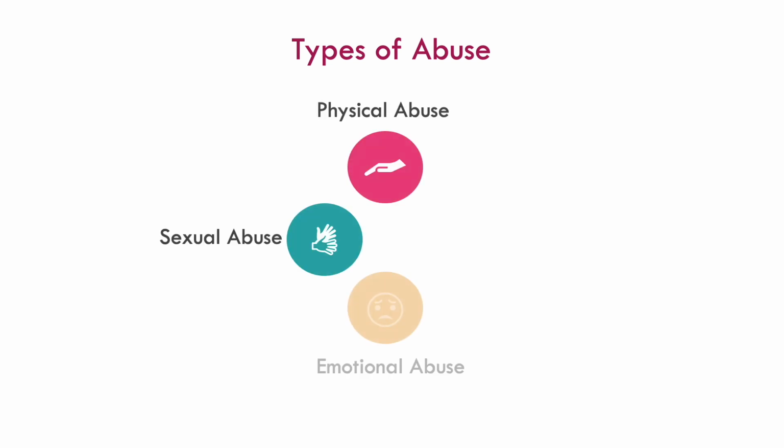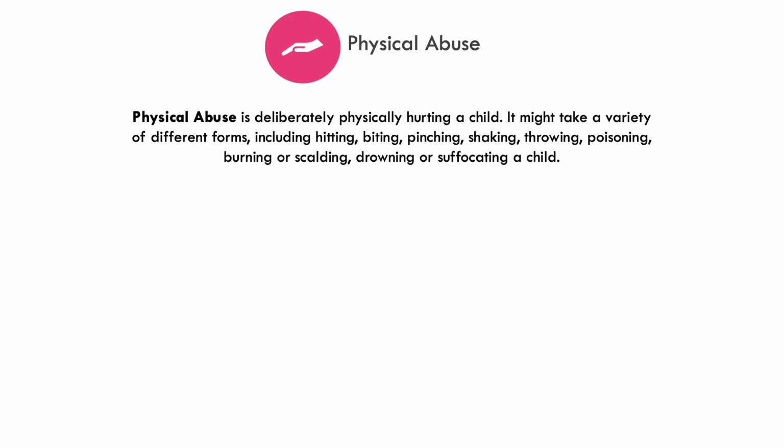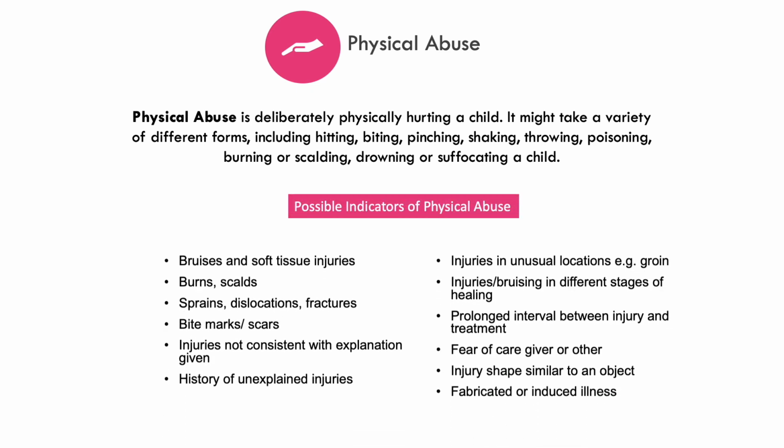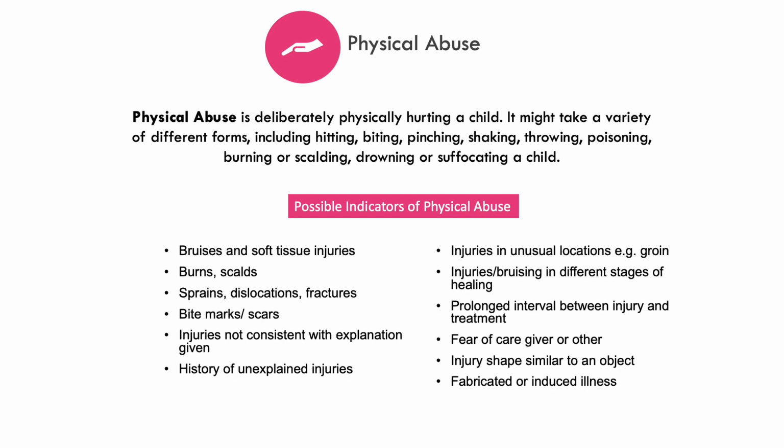There are four main types of abuse: physical abuse, sexual abuse, emotional abuse, and neglect. Physical abuse is deliberately physically hurting a child. It may take a variety of different forms, including hitting, biting, pinching, shaking, throwing, poisoning, burning or scalding, drowning, or suffocating a child. Here are possible indicators of physical abuse. Please pause this video now and familiarize yourself with them.